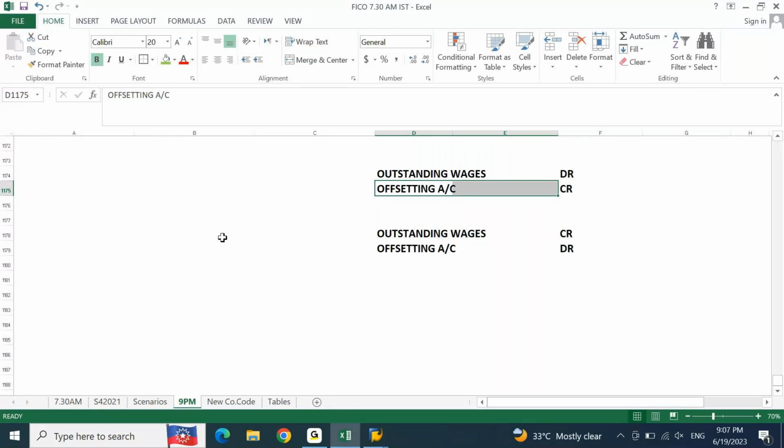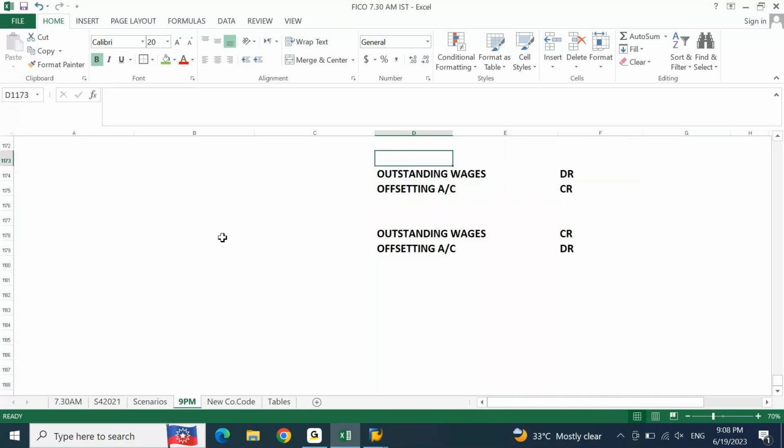And this offsetting account is not the name of the account. Offsetting account is just the account which will be posted on the opposite side. If you're talking about debit, offsetting will become credit. If you're talking about credit, offsetting will become debit. This confusion state you have to come out as soon as possible. Okay.